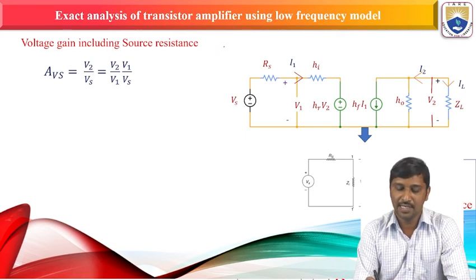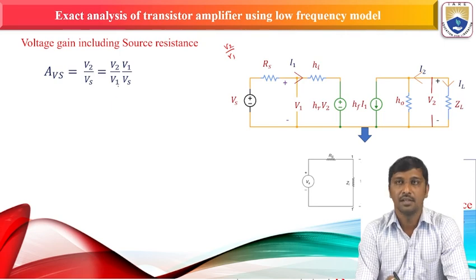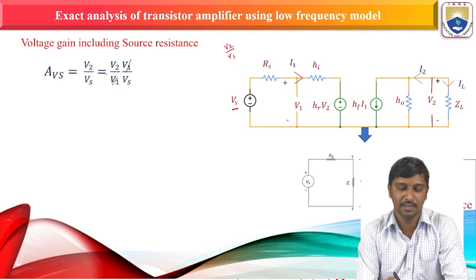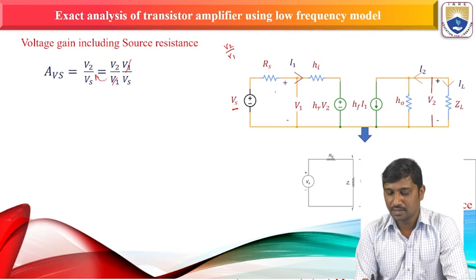In the previous case, we considered V2 to V1, meaning for the input voltage we considered only V1 across port 1. Now we are going to consider the source resistance Rs, so the input voltage is Vs. Hence V2 by Vs. We can also write this term as V2 by V1 times V1 by Vs. Again V1 gets cancelled, that is equal to V2 by Vs. So this network is simplified here.